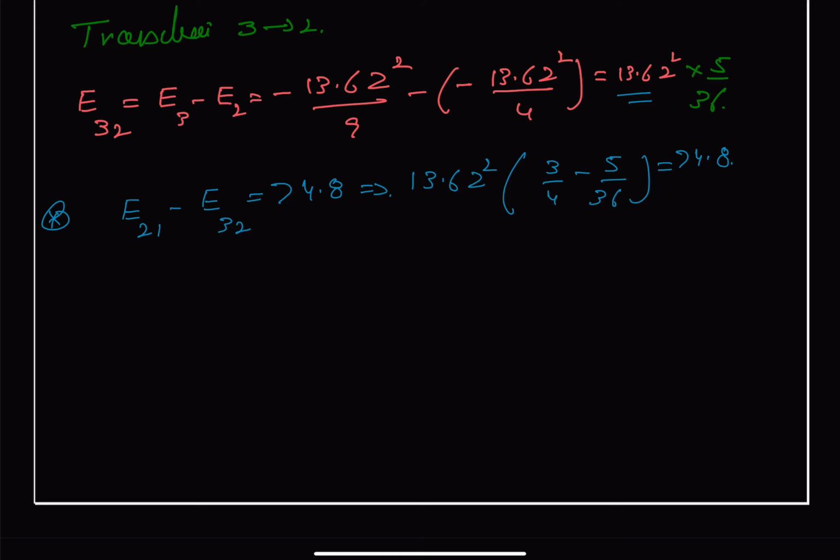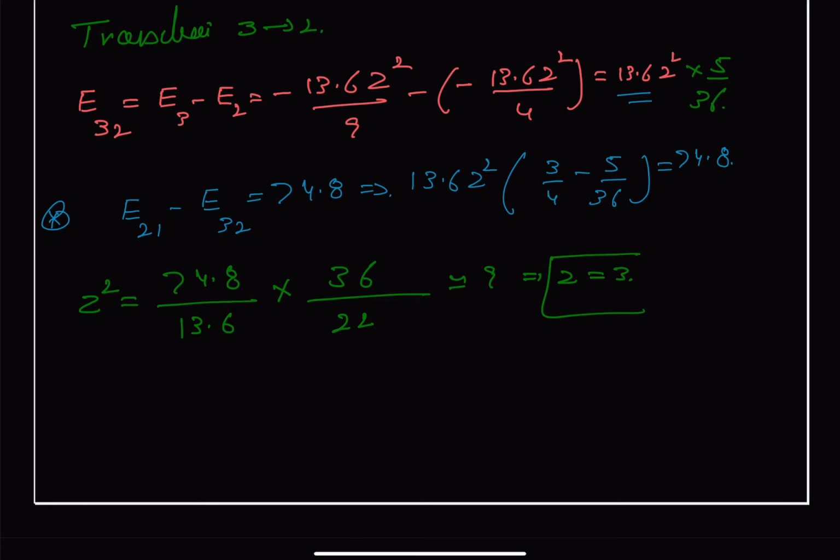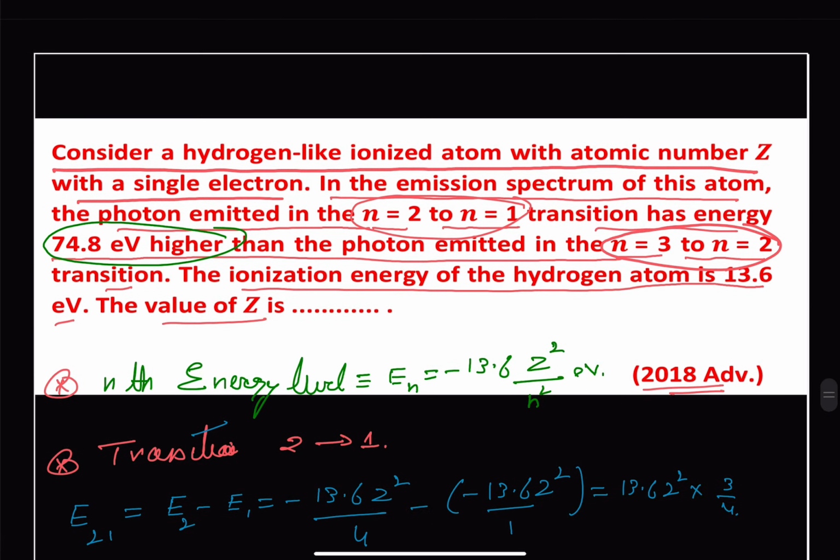So we need to find our Z square. Z square will be equal to 74.8 divided by 13.6 multiplied by the LCM, 36, divided by 27 minus 5, which is 22, and this comes approximately equal to 9, or we can say Z is equal to 3. So the value of Z is equal to 3.